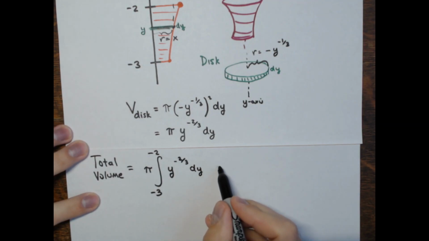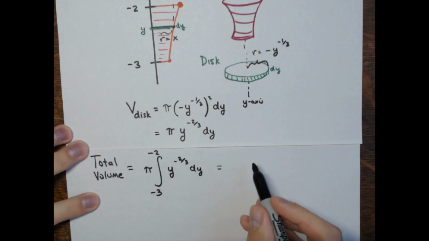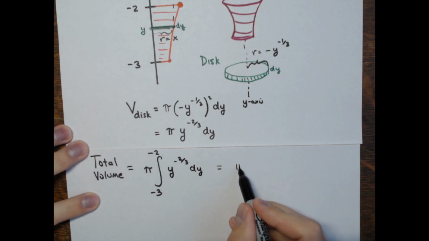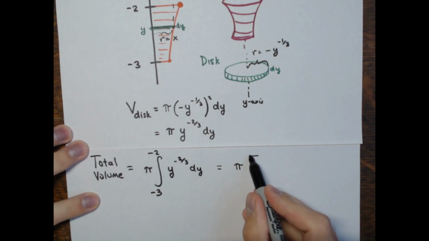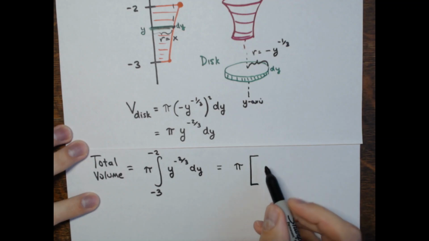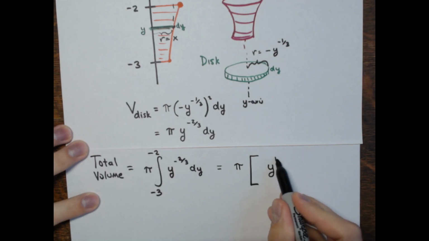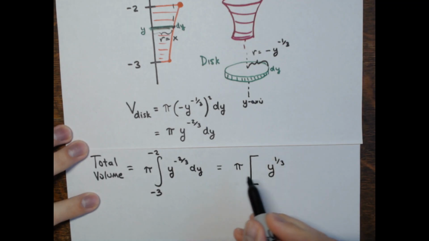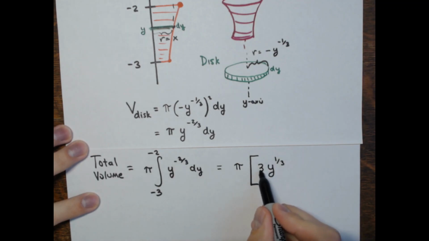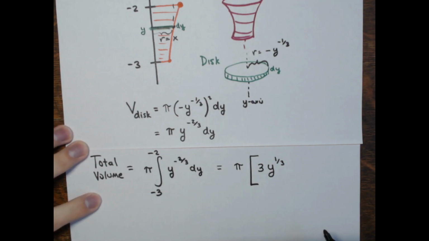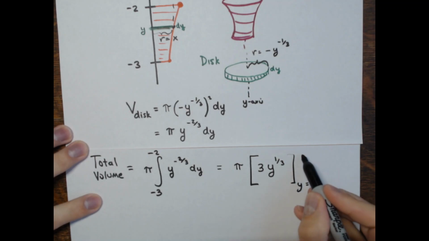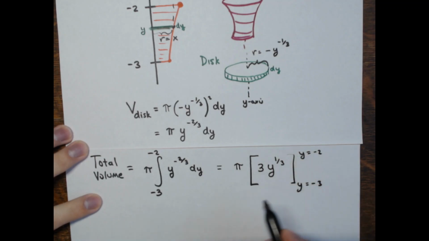Okay, this is easy to integrate. Pi times, and then the antiderivative of this would be y to the 1/3. Right, so the cube root of y times 3, times the reciprocal of the new power. And we're evaluating from y equals -3 to y equals -2.